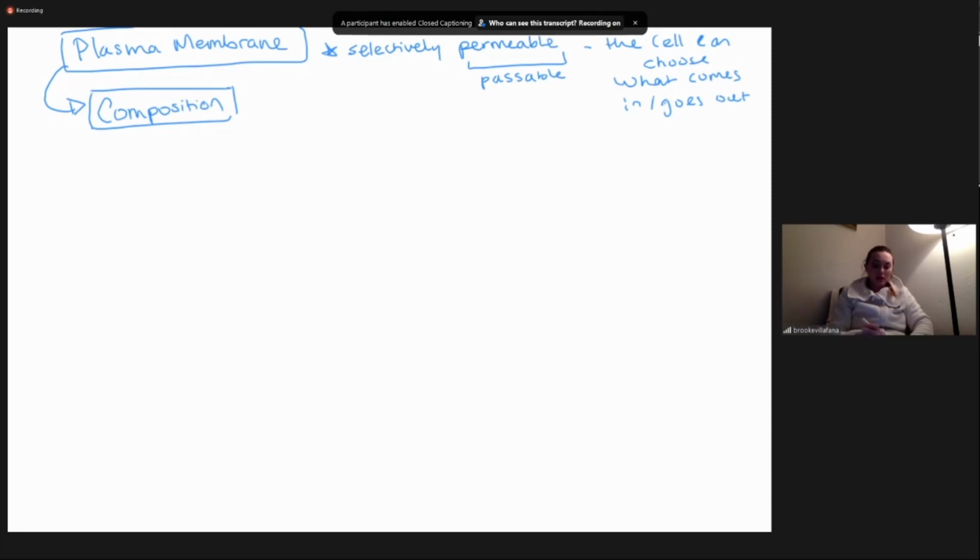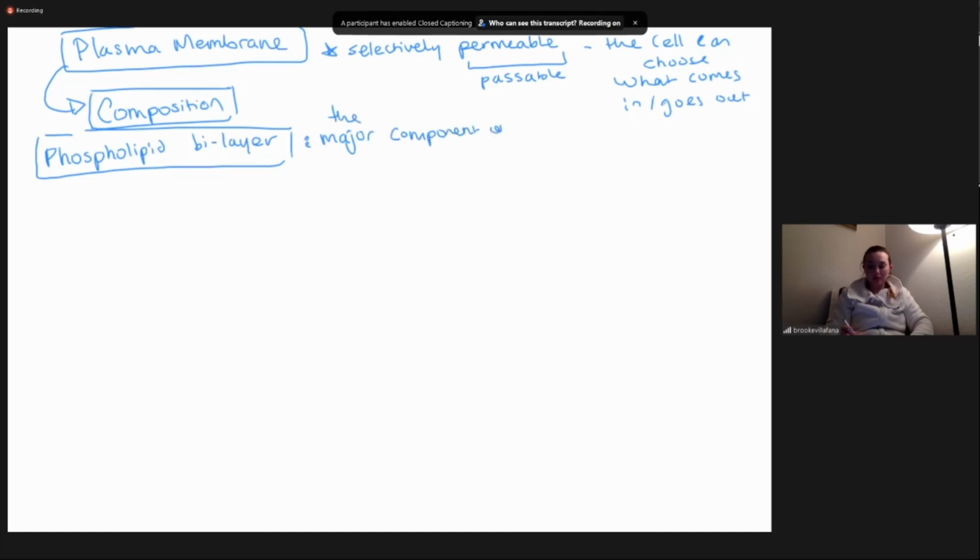So composition: the plasma membrane is also called mostly the phospholipid bilayer. I hesitate to say that since technically the phospholipid bilayer isn't all of the plasma membrane, but they're 99% the same. So we can basically say they're the same thing. The phospholipid bilayer is the major component of the plasma membrane, like I said, composing about 99%. It is made of phospholipids, right? So a phospholipid is a phosphate head and a lipid tail.